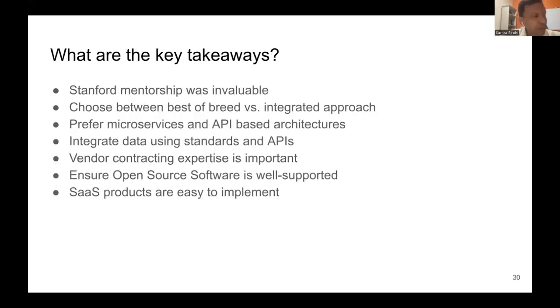Let me stop here. This is just a summary of what I have spoken about. I think these were some good lessons for us, and hopefully you can draw some lessons from this case study as well. So I will stop here.